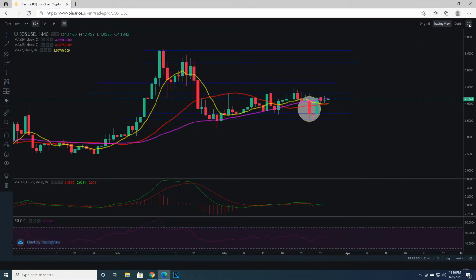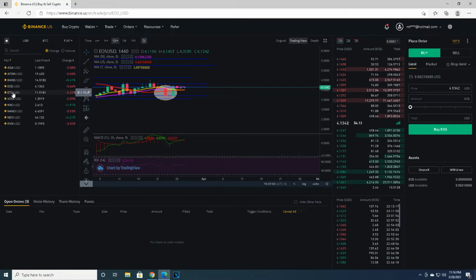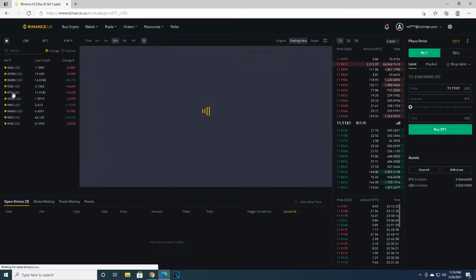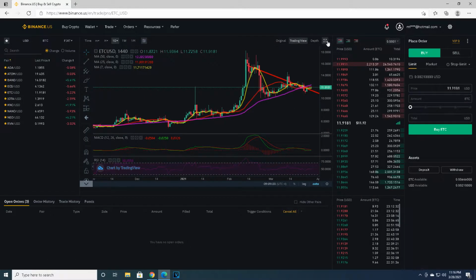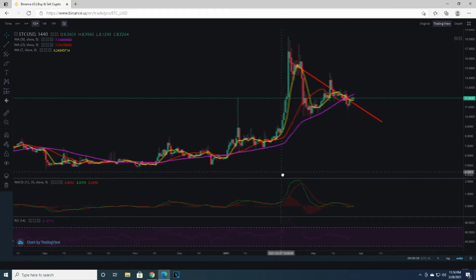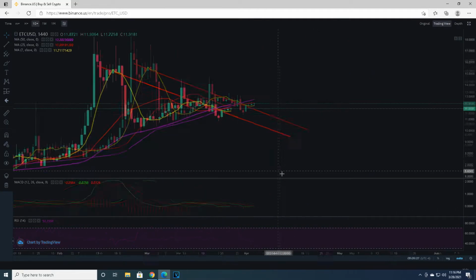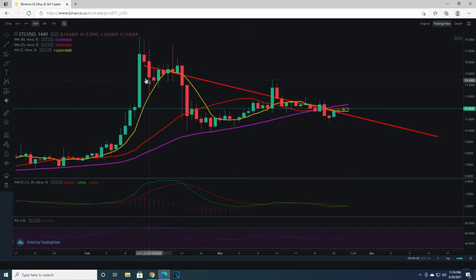So again, I'm going to move on quickly here. Ethereum Classic. I just know that one off the top of my head. ETC. Here we go. Here's our first one that is completely in a downtrend for me, and I'll show you why. ETC, our red line here, is our trend line. It wasn't an uptrend, and it quickly came off.